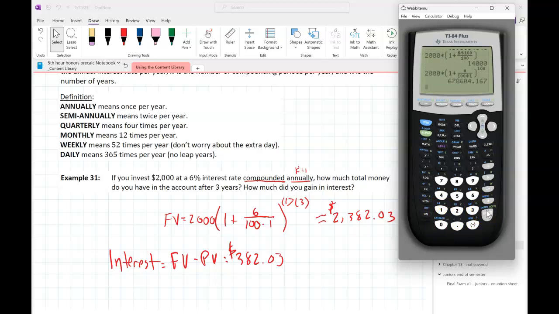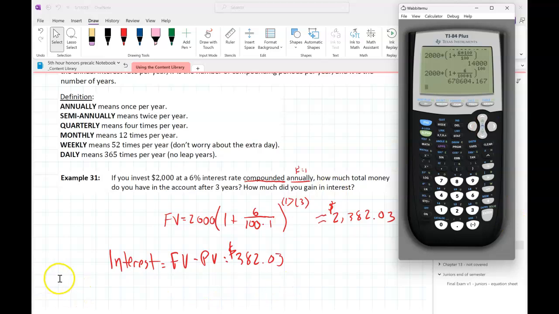Compound interest: $678,604.17. Oh, yeah, that's a lot more. A lot more. In fact, it's probably pretty likely that there was a year or multiple years in the compound interest situation where we earned at least $14,000 in interest, let alone the value of the entire simple interest investment. You know what I'm saying? Like, woof, there's a lot.